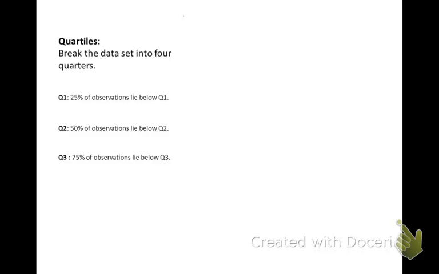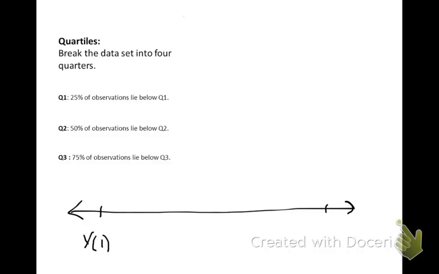Quartiles break the data set into 4 quarters. If you think of your data set falling along a numerical line from smallest to largest, you can break your data set in half using your second quartile. This is also known as your median. 50% of your observations will lie below, 50% above.